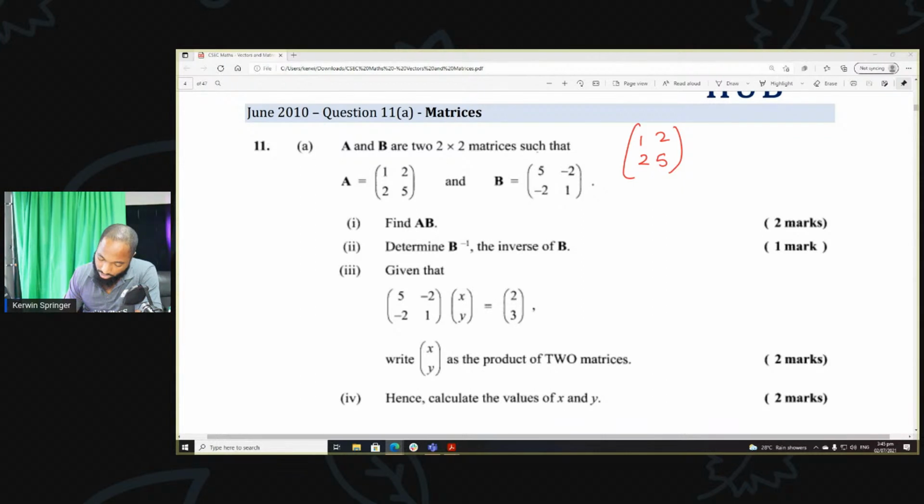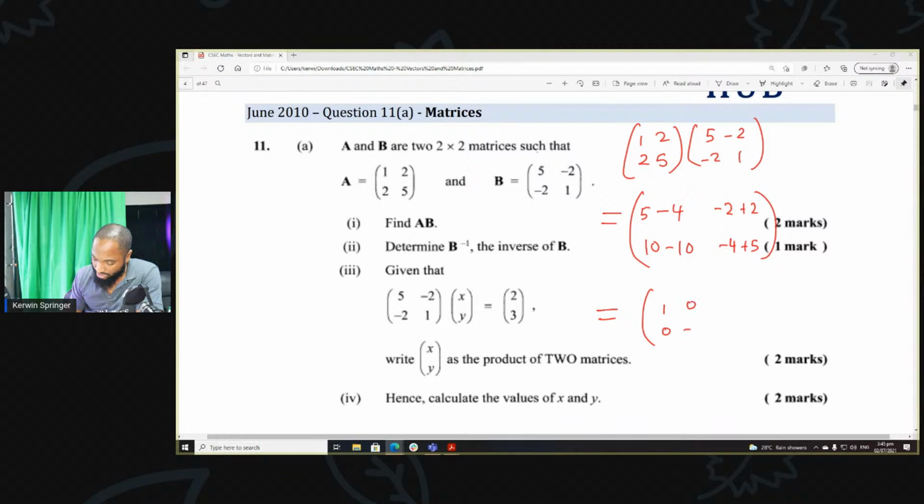5, -2, -2, 1. Multiply. Work along with me because things could happen. 5 minus 4, 10 minus 10, -2 plus 2, and then -4 plus 5. I did an example like this already, so I'm just doing it. Hey, what is this? Is this the identity matrix?